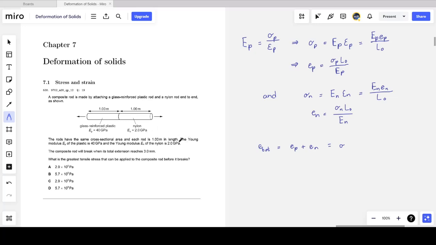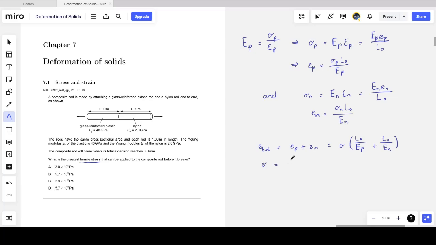The force per unit area is not changing for this rod. So it's just going to be one value for sigma, and that's the value that we want to calculate, the greatest tensile stress, sigma. And this sigma will be times the original length L0 over EP plus the original length for nylon L0 as well over En, because both of them have the same original length. But guess what? I can now rearrange this equation and I can solve for the stress.